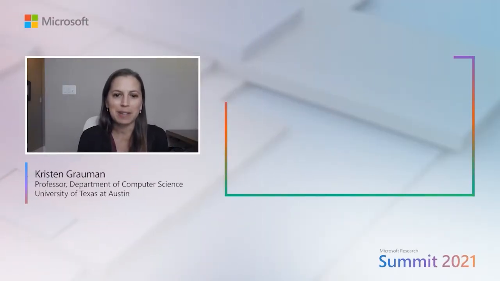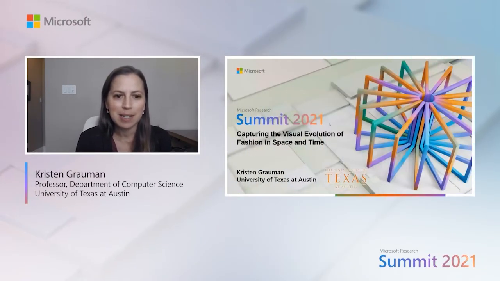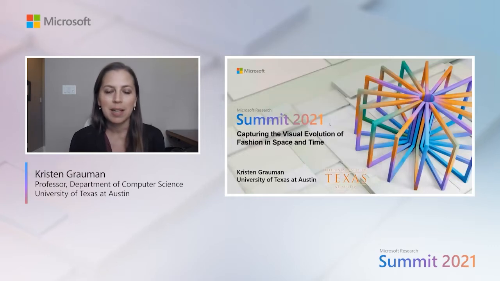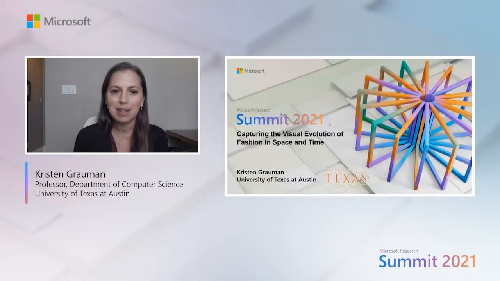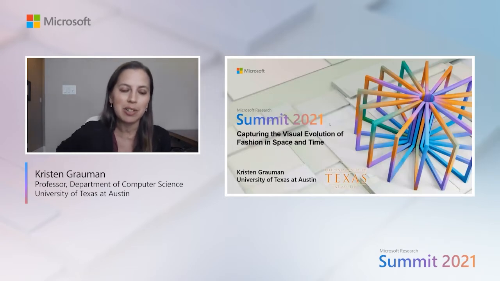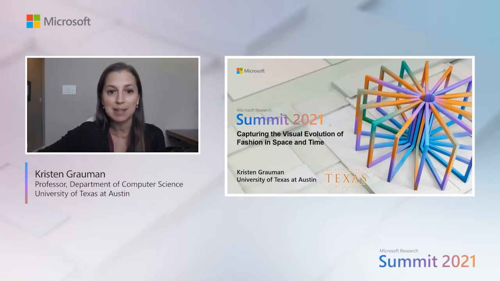Hi, I'm Kristen Grauman. I'm from the University of Texas at Austin. Going to present our work on using computer vision to understand images of clothing and fashion. And the theme today is understanding the influence or the evolution of fashion over time and across space.